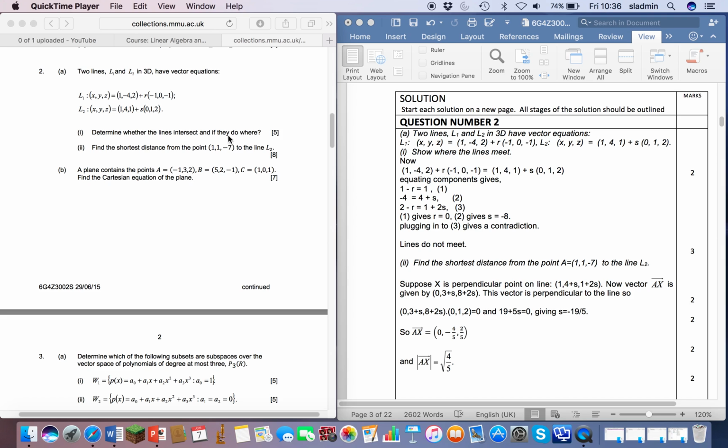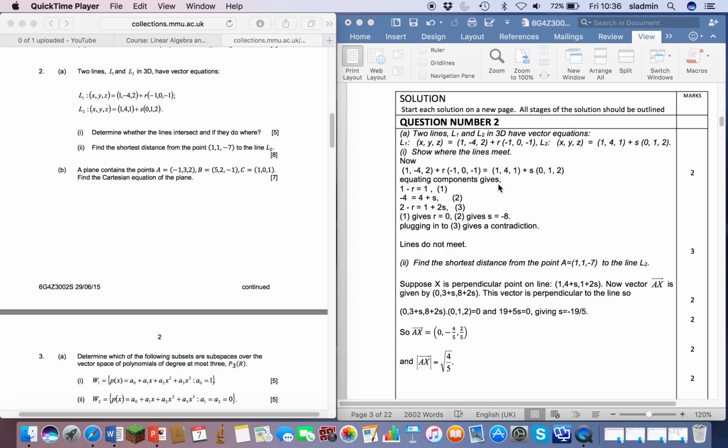So for part A, we have these lines here, L1 and L2, defined by these vector equations. If these lines meet, then the x, y, z values have got to be simultaneous at one point. So the x, y, z has got to equal x, y, z. Therefore, (1, -4, 2) plus r times this vector should equal the vector equation for L2, which means that the components on each side also have to be equal.